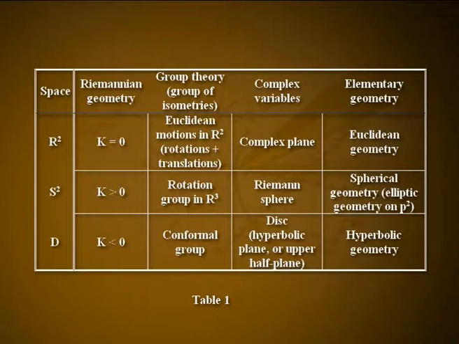So, in the table you can see for the space R2, the constant curvature K equal to 0, the group of isometries is the Euclidean motions in R2, rotations plus translations. It is the complex plane in Euclidean geometry. Similarly, you can see for S2 and D.